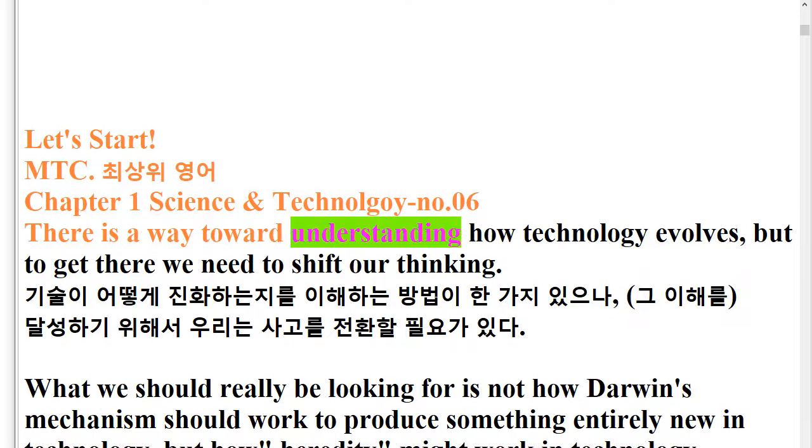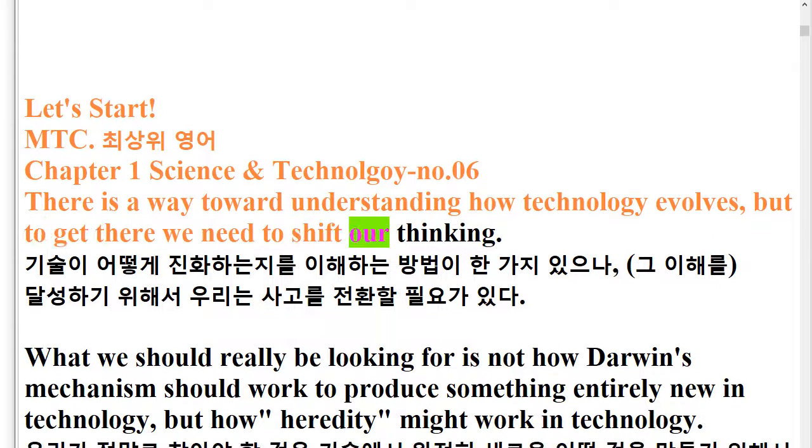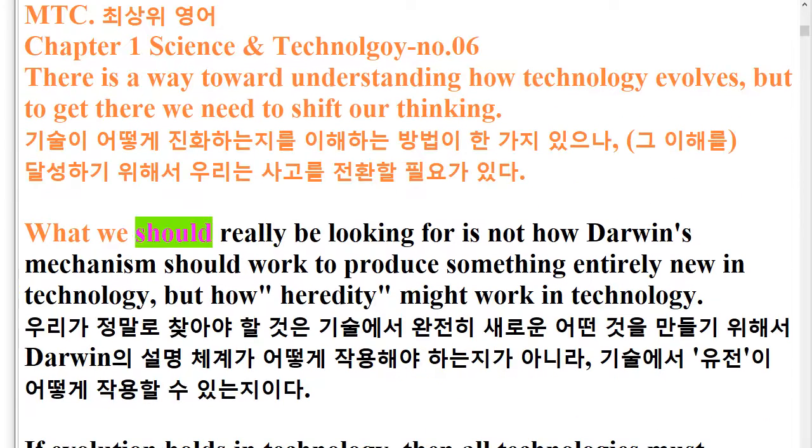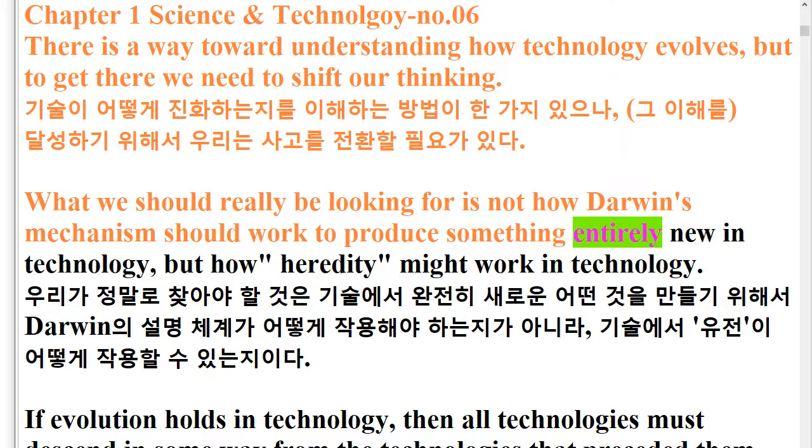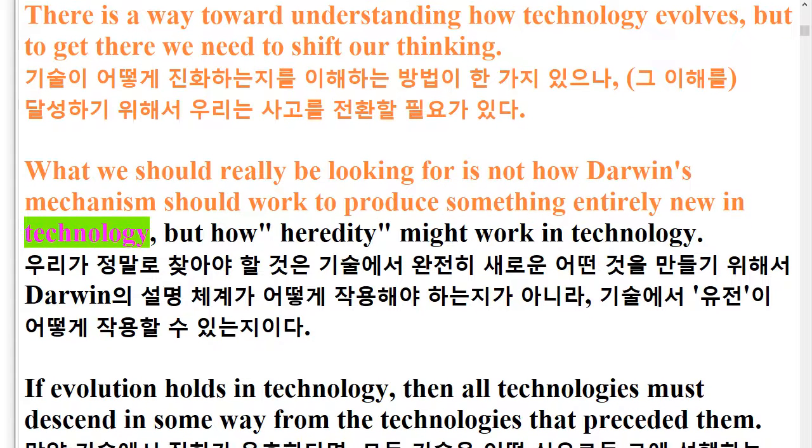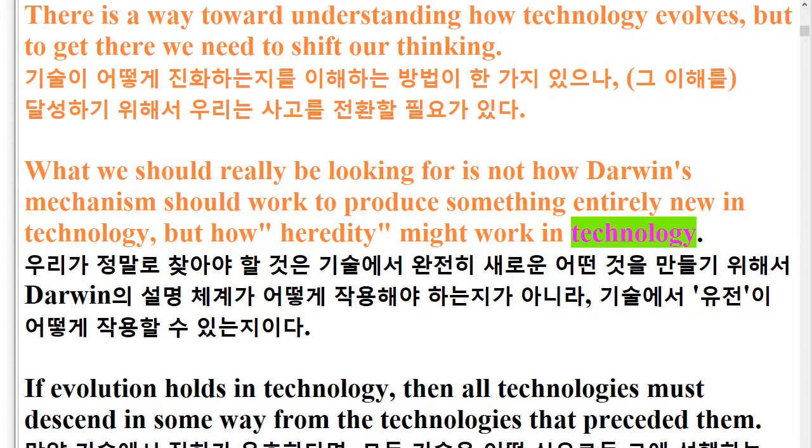There is a way toward understanding how technology evolves, but to get there we need to shift our thinking. What we should really be looking for is not how Darwin's mechanism should work to produce something entirely new in technology, but how heredity might work in technology.